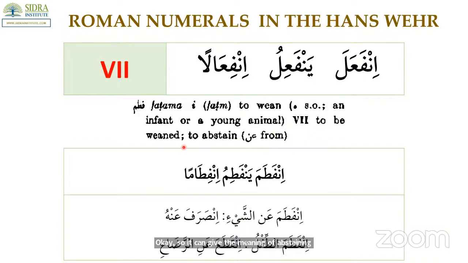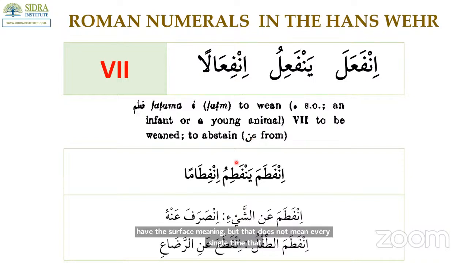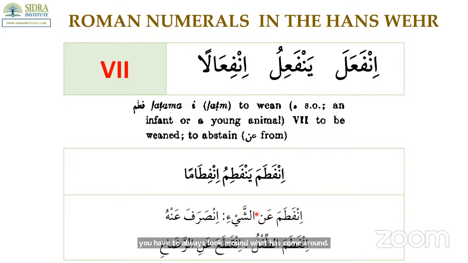Okay, so it can give the meaning of abstaining, and it could also give the meaning of to be weaned. How would we know which meaning is found in which circumstance? The 'an' is giving it away here. 'An'. Okay, so keep that in mind. Verbs have their surface meaning, but that does not mean every single time that verb will always hold the same meaning. You have to always look around at what has come around that verb. How has it been used? What's the subject of that verb? Sometimes that plays a role as well.